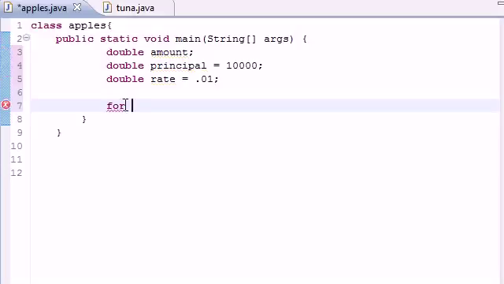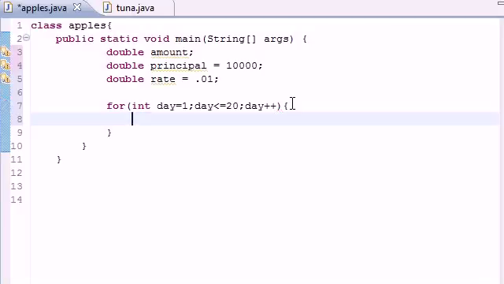All this for loop is going to do is say how long you want to run it for. So, int day, we want to start with the first day, and we want to go to day 20. We can go to whatever we want, just put less than or equal to 20, and put day plus plus. All this says is start on day 1, give me all the information from day 1 to day 20. That's all this does. Now let's get to the good stuff.